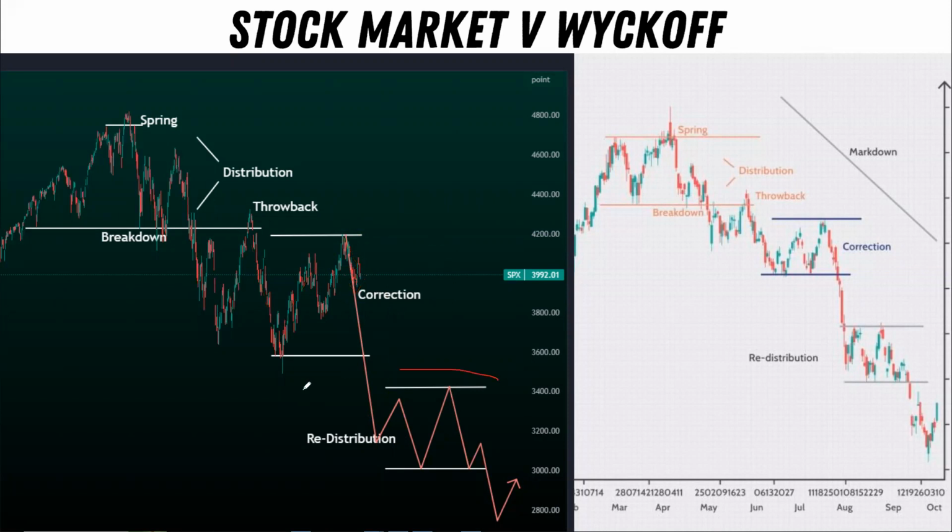Now, we don't have to head into redistribution, okay? So I'm not saying for sure that the S&P is going to go down to 3,000. This could actually turn into accumulation rather than the correction phase. That's definitely very possible. So I just want to tell people to keep an open mindset, right? And just be prepared for some of these scenarios and don't let them catch you by surprise.